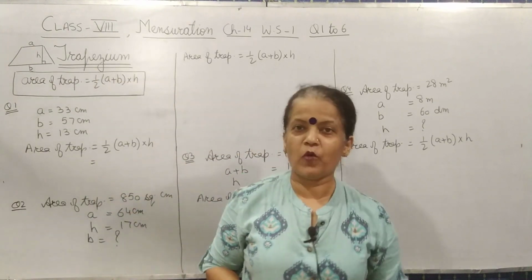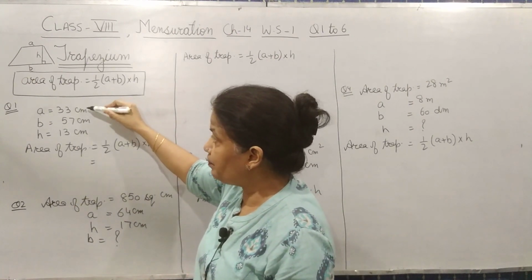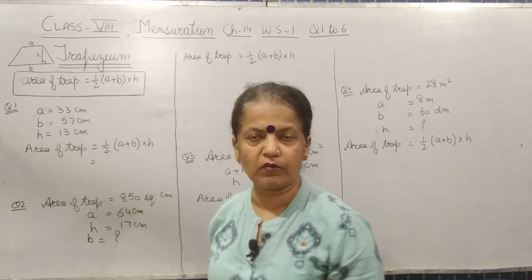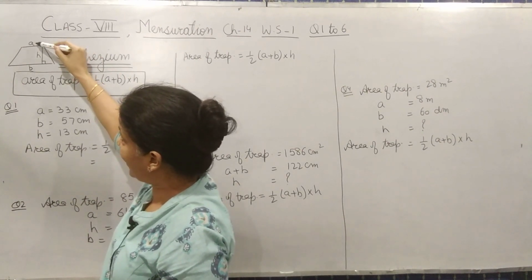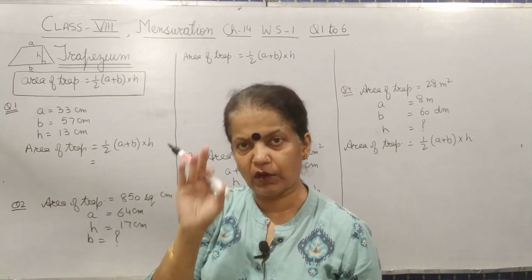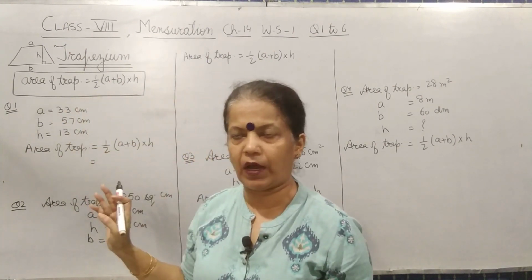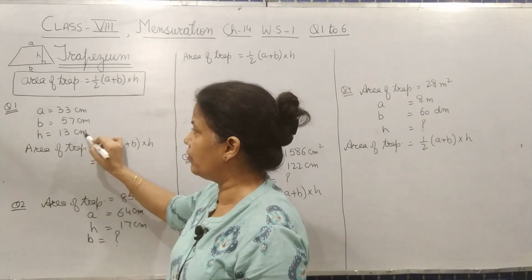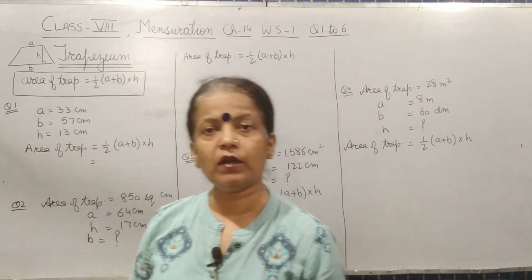Now, from worksheet 1, question first, according to the question the parallel sides are 33 and 57 centimeter. Since we are taking this part as a and this as b, the parallel side that is a will be smaller. Out of these, 33 is smaller, so we take it as a, and the distance between these two parallel lines is given as 33 centimeter. Now the question is to find the area of the trapezium.